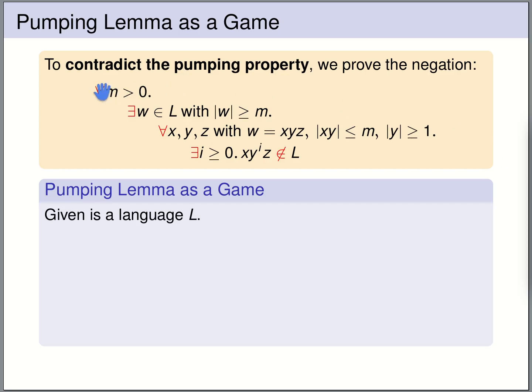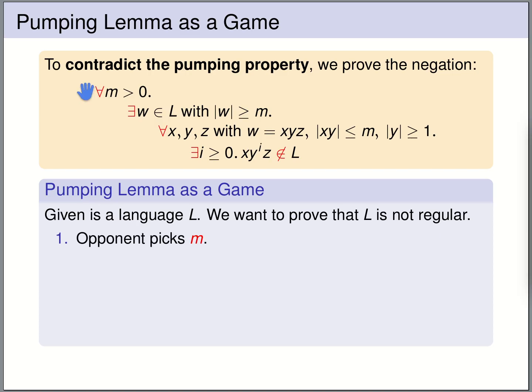If we show that the pumping property does not hold, this can be also understood as a kind of game. So how does this work? We want to show that a given language L is not regular. So this for all quantifier means we have to show this for all m. Basically it means the opponent picks m. We are not in control of m. Some opponent player picks m.